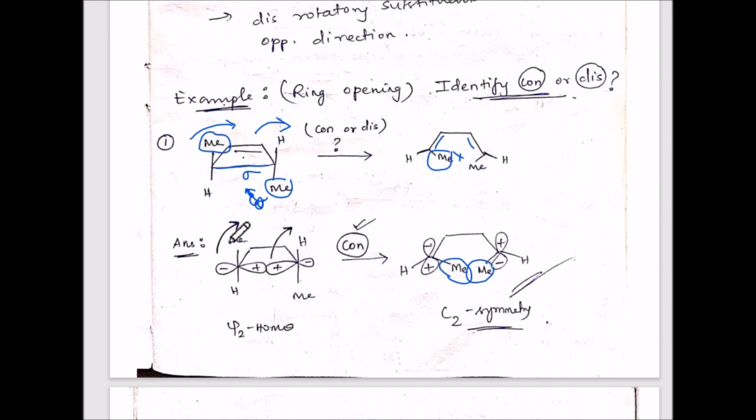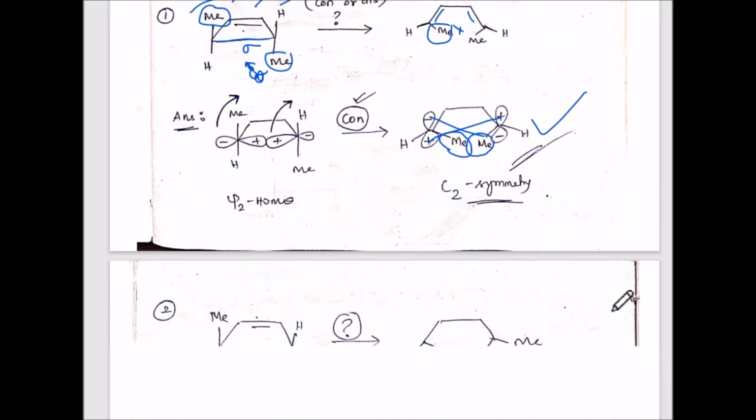You did conrotation, right? If you rotate in the same direction, it is con. So con means you get C2 symmetry, and see, it is C2 symmetry. Okay, so this is how you have to do it.